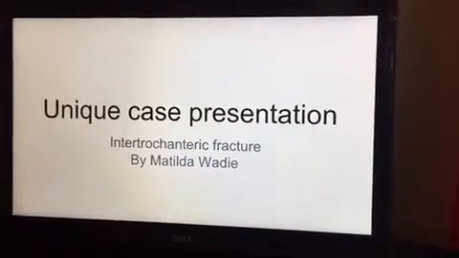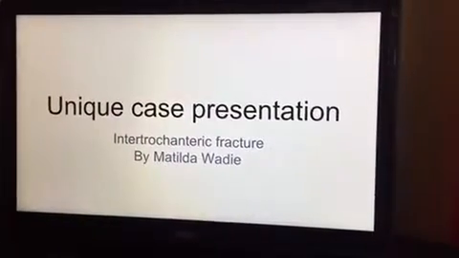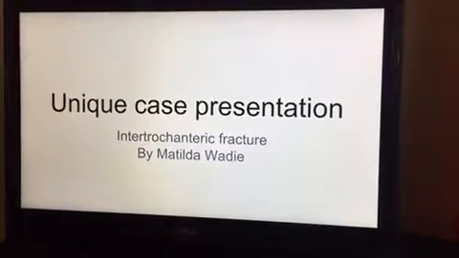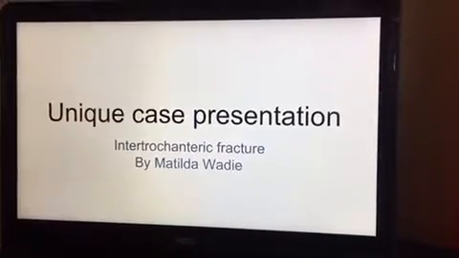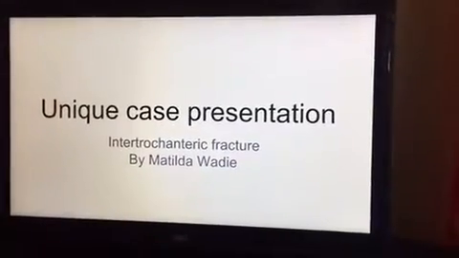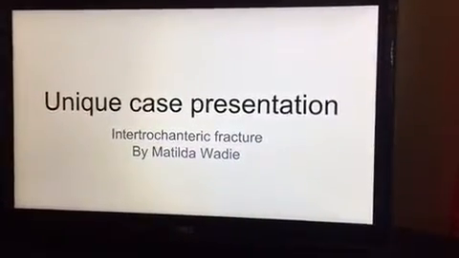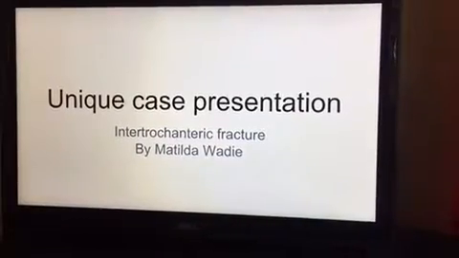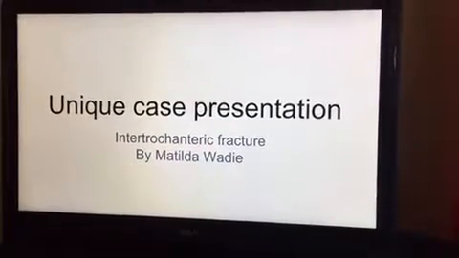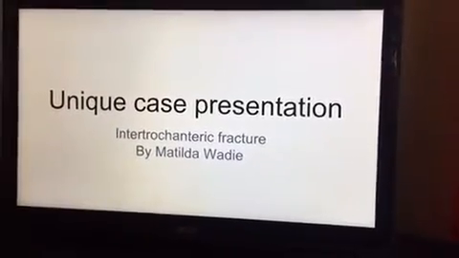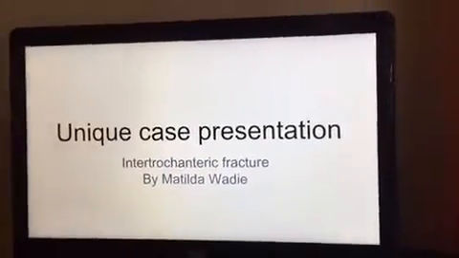Unique case presentation, intertrochanteric fracture, presented by Matilda Wadier. A 40-year-old male patient came in for an X-ray of the femur. After taking the patient's medical history, he said he had a motorbike accident a week ago and broke his proximal femur. They did surgery on him a day after the accident, so he was just coming for a follow-up to see the alignment of the femur.